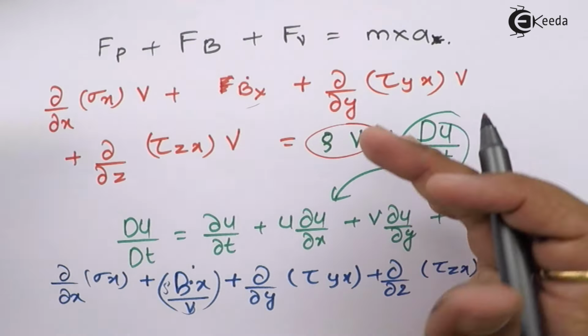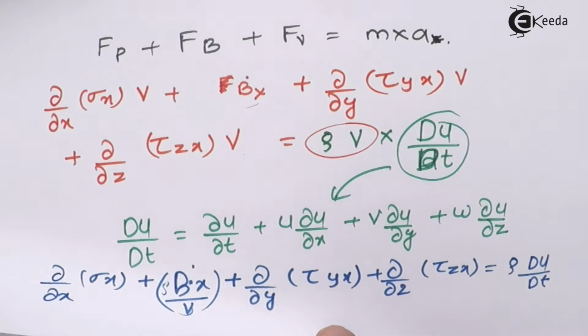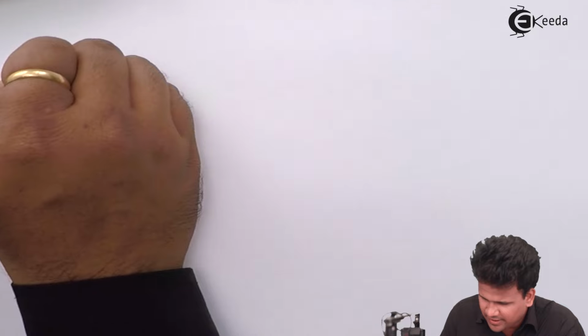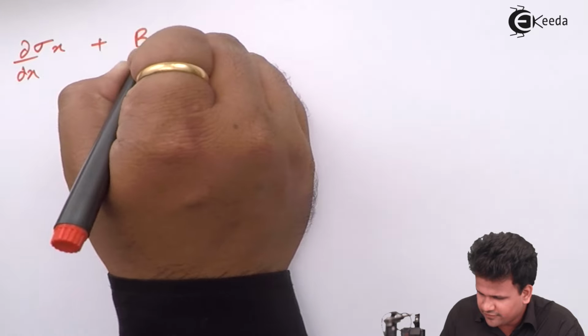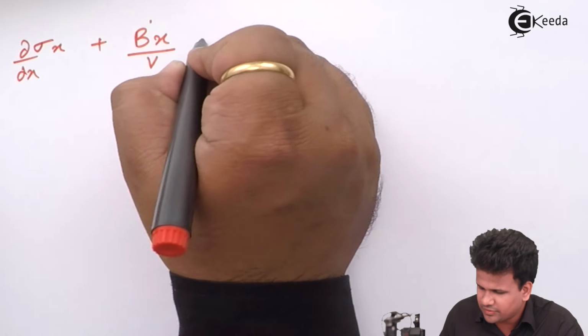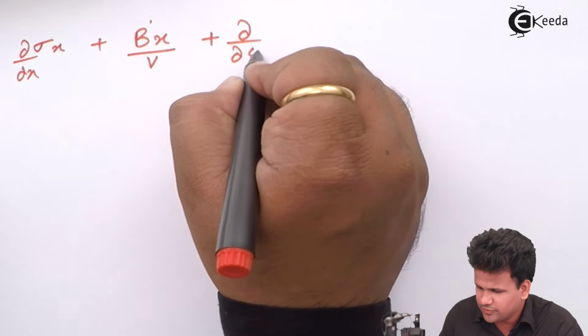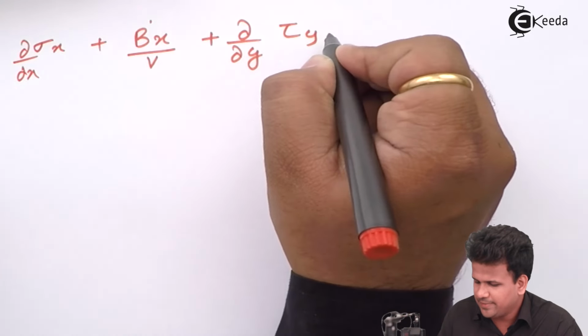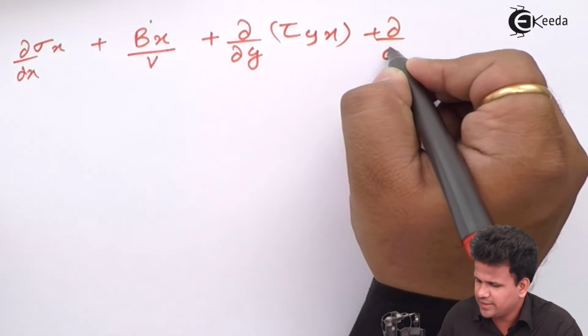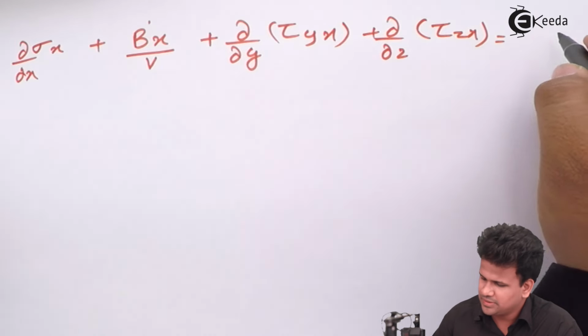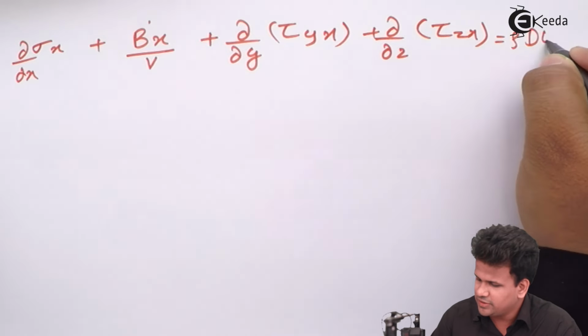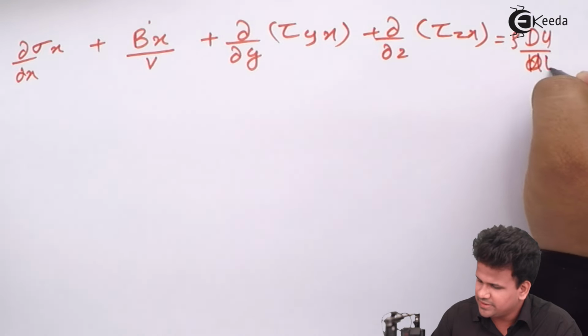So let us write down all these forces in all three individual directions. What do we get over here? This is ∂/∂x of sigma x, plus body force per unit mass per unit volume, plus ∂/∂y of tau of y plane x direction, plus ∂/∂z of tau of z plane x direction, which equals density into Du/Dt.